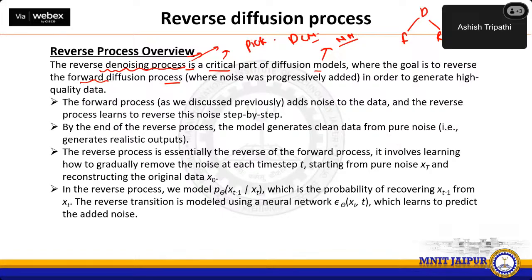And definitely after the end of this reverse process, I will also show you some of the videos and images that have been generated by some companies like Google. It is really difficult nowadays to predict or classify whether a particular image or video has been generated by AI or by humans.